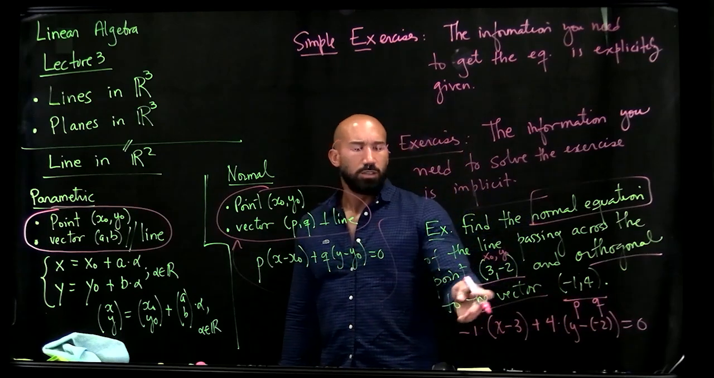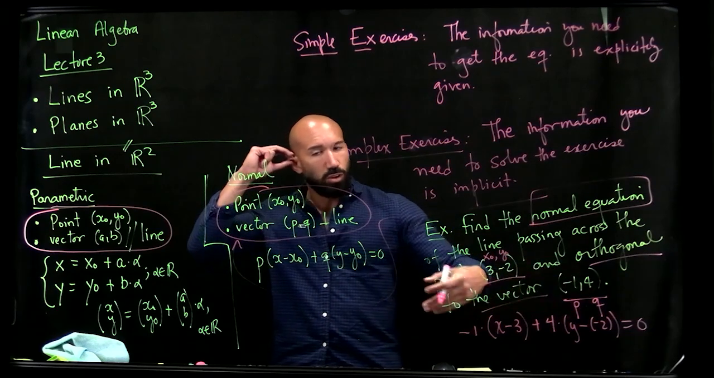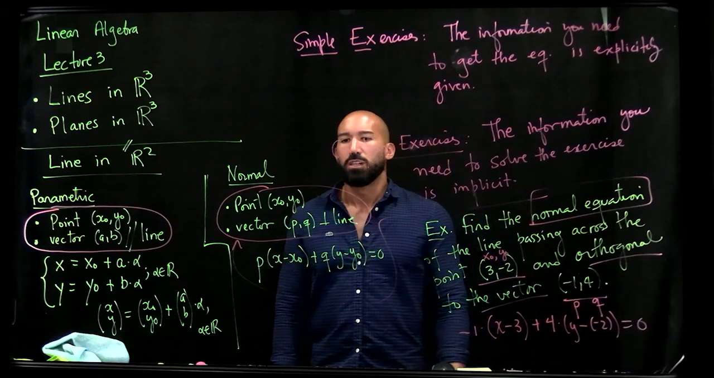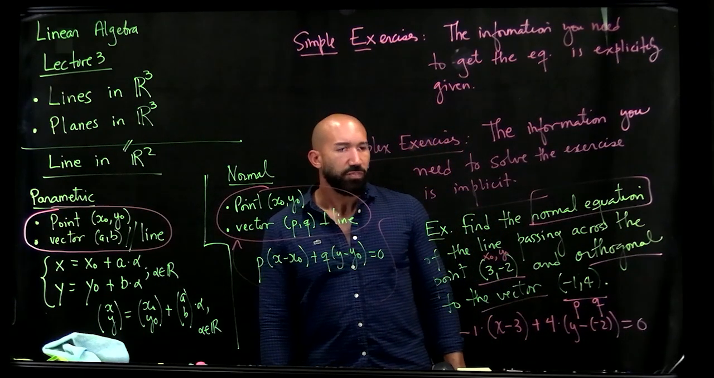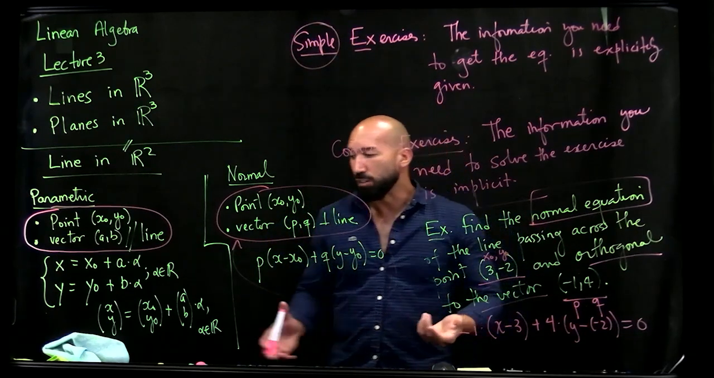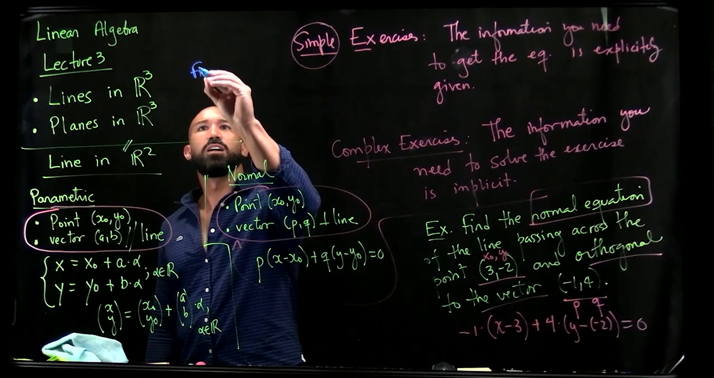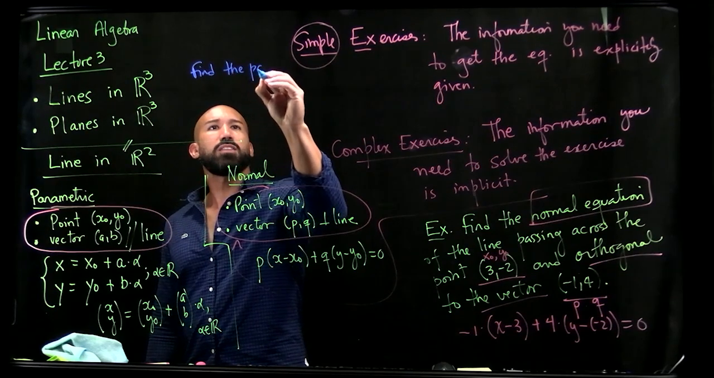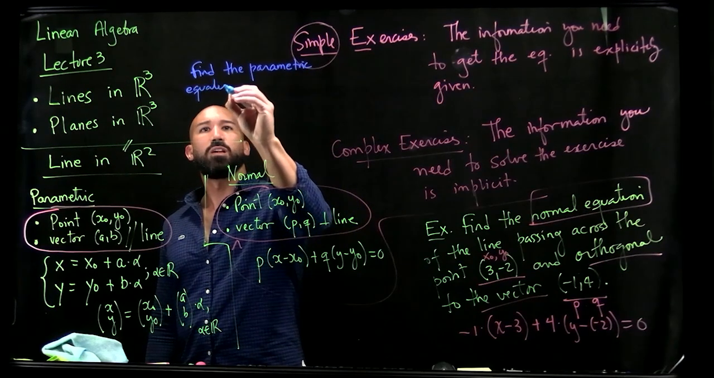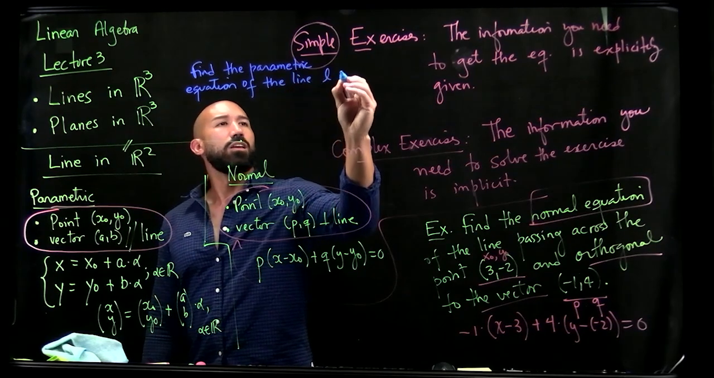Now if you want, you can distribute these values and combine the like terms and solve for whichever variable you want, depending on what your objective is. Oh, well. This is the solution basically of this problem. So this is a very simple exercise. But I can give you something a little bit more complicated. I'm going to write it here. Find the parametric equation of the line L if you know.